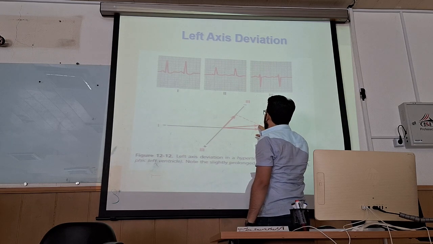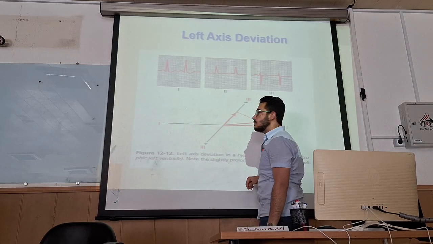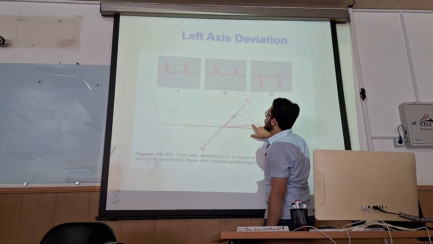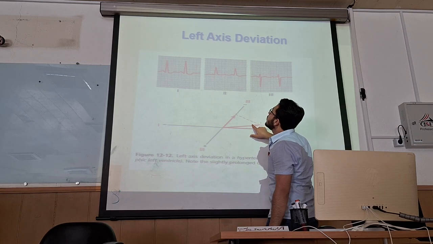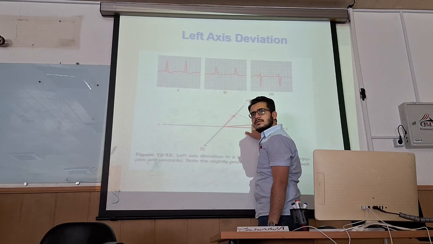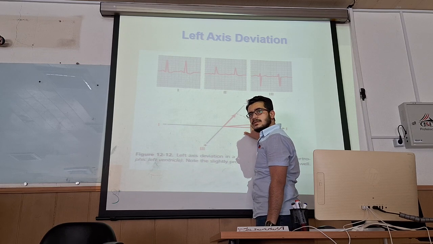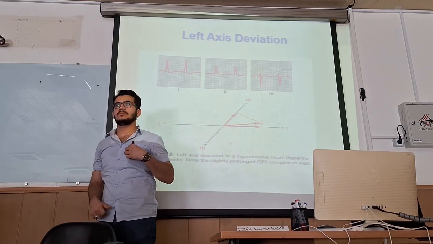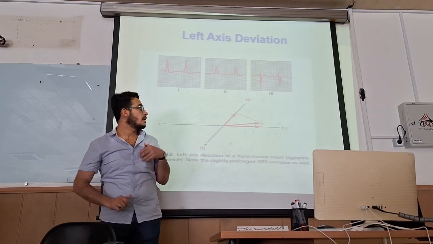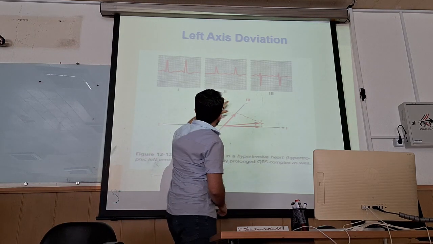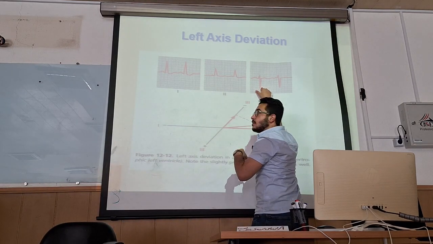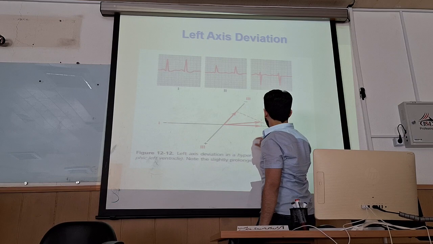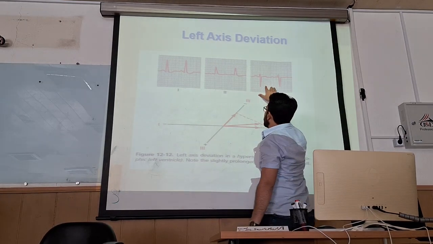Between them, we have the middle one. What is it? It's the axis deviation. It's the mean axis, the projected vector. How did you make that projected vector? Explain it to us. Because we have this much negative, more than the positive one. No, the positive is more than the negative.